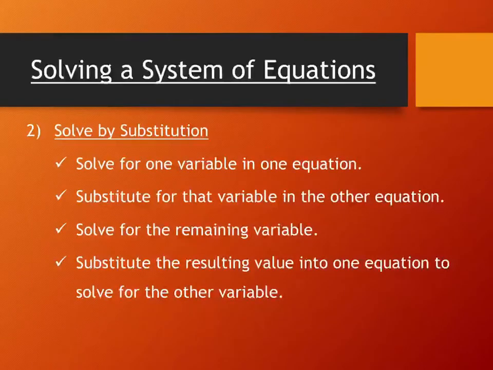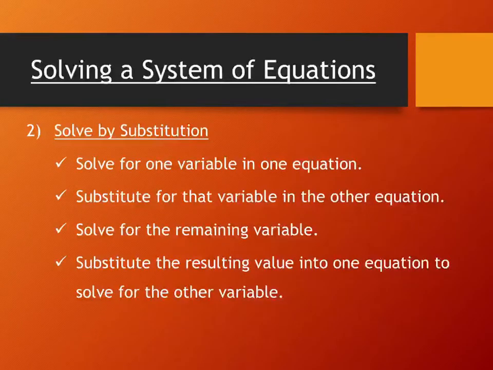So the first thing is to solve for one variable in one of your equations. The second thing is to substitute for that variable in the other equation. So we're going to do a substitution step, hence solving by substitution. Once you do that, you have an equation that only has one variable left. So you're going to solve for that remaining variable. And then you're going to substitute, or back substitute, as we sometimes call it, the resulting value into one equation to solve for the other variable. And again, you have choices.